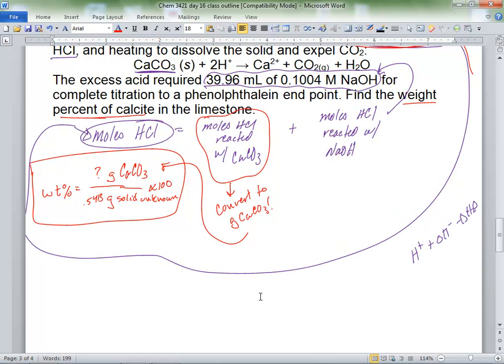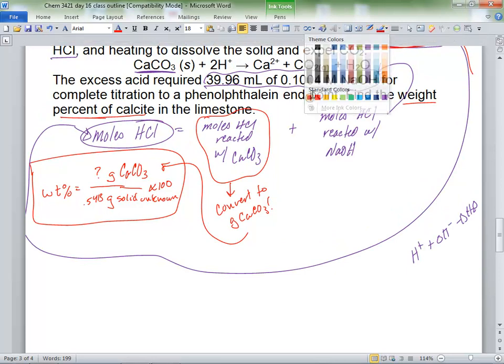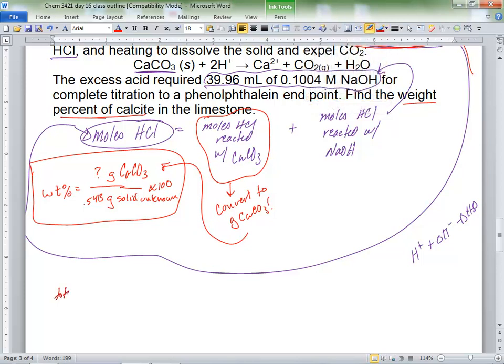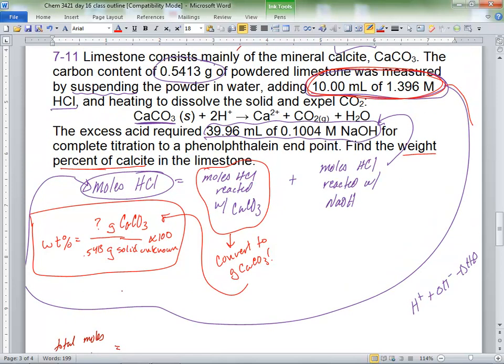So we would use the mole bridge with HCl to find the CaCO3? No, hang on. You skipped a step, I think, from what I see that you did. Let's get the total moles of HCl. That's from the information way up on top.